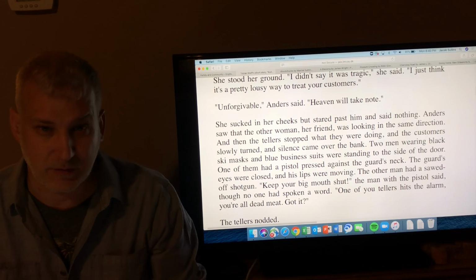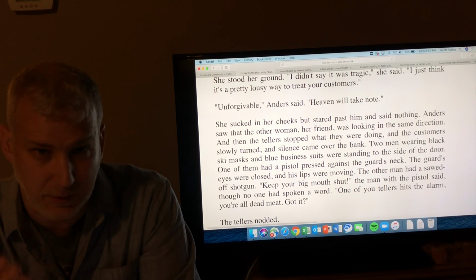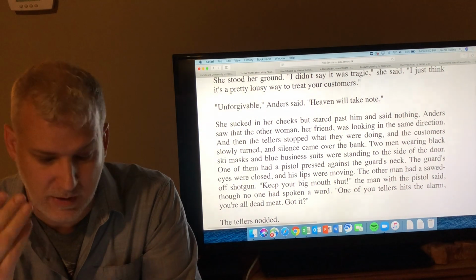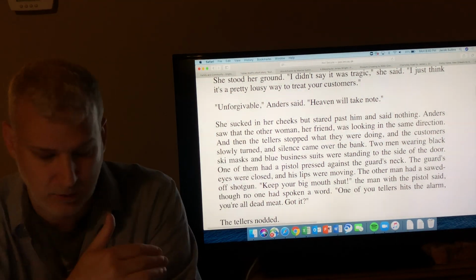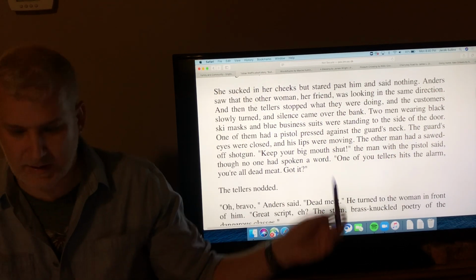And so he and the woman start going back and forth with each other. And what interrupts their little argument over whether to be annoyed at the bank teller or not is that the bank robbers come in and start robbing the bank. And that's what you get right here.